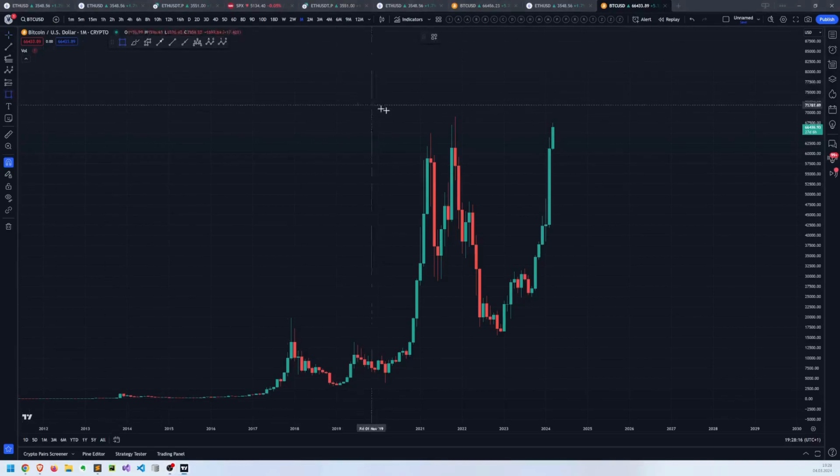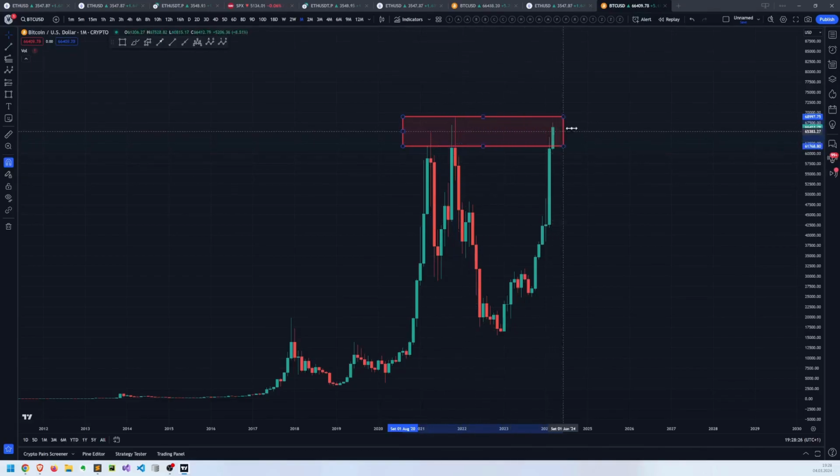The first thing you note is that if we draw a box here, last time the price went into this range, the price rejected both times, and right now we are in this same zone. So we could easily see rejection here. So Bitcoin could easily go back to 60K.